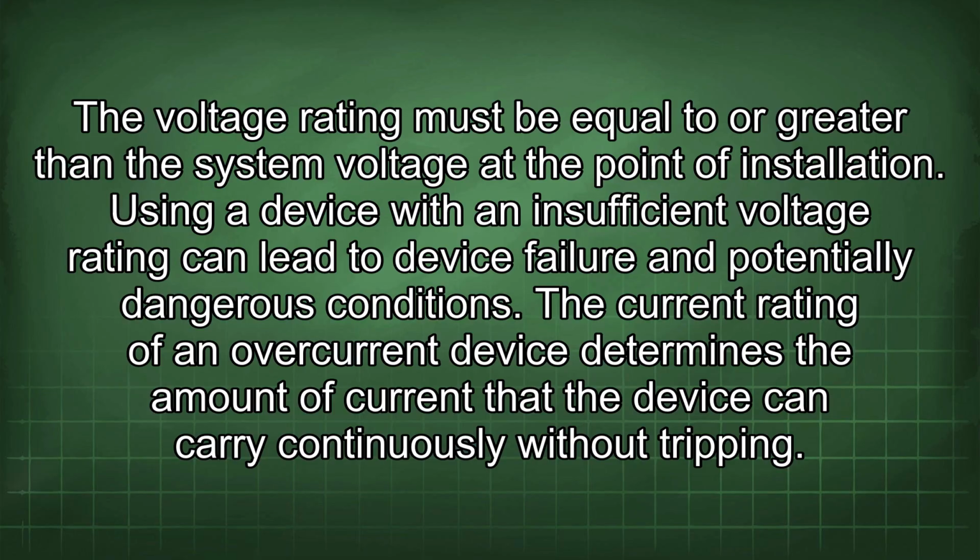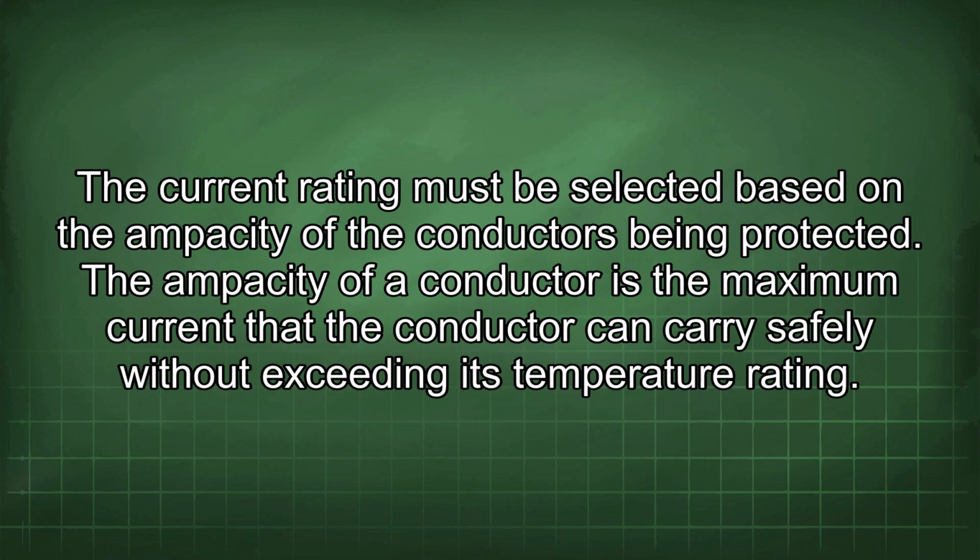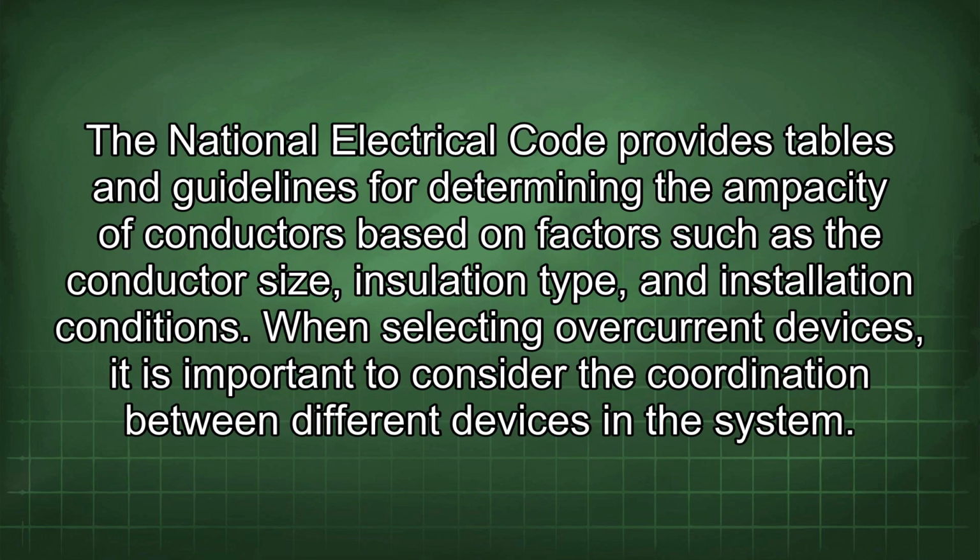The current rating of an overcurrent device determines the amount of current that the device can carry continuously without tripping. The current rating must be selected based on the ampacity of the conductors being protected. The ampacity of a conductor is the maximum current that the conductor can carry safely without exceeding its temperature rating. The National Electrical Code provides tables and guidelines for determining the ampacity of conductors based on factors such as the conductor size, insulation type, and installation conditions.